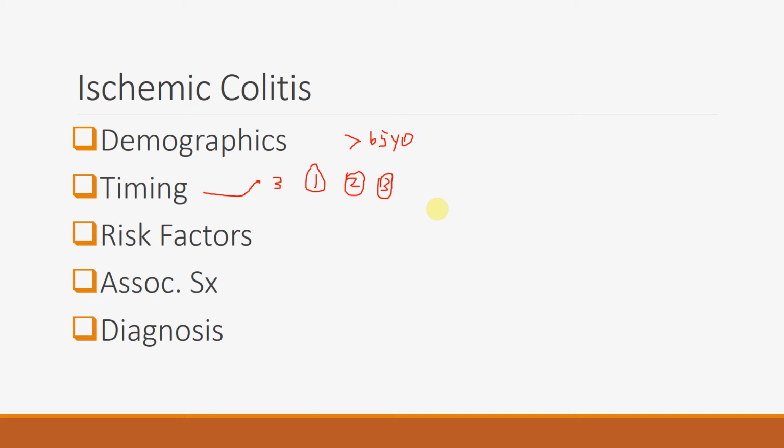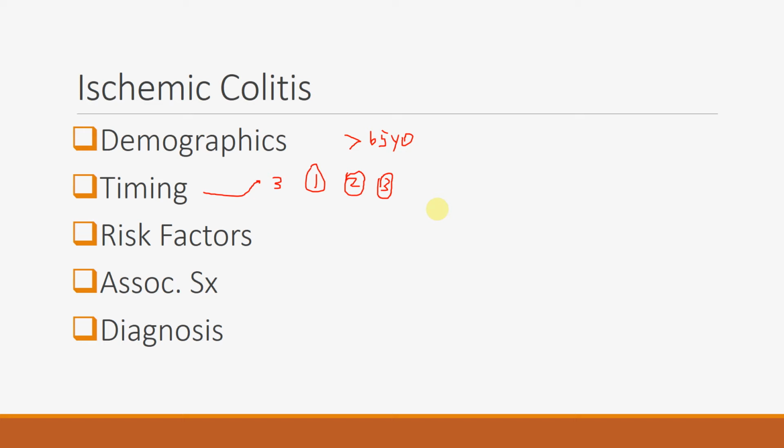But really, the timing is actually quite variable depending on the severity and the chronicity of the ischemic colitis specific to the patient. So we can't really use the timing to distinguish ischemic colitis from the other types of colitis usually.